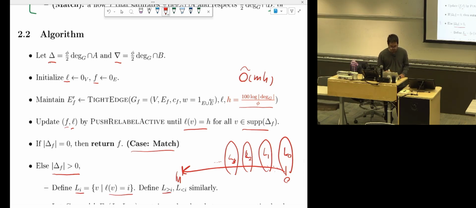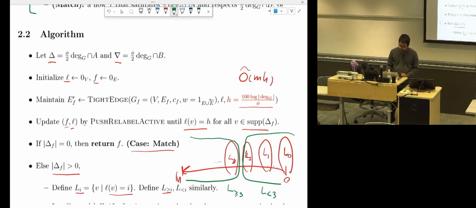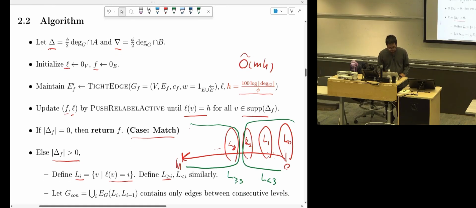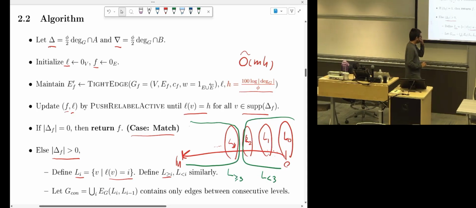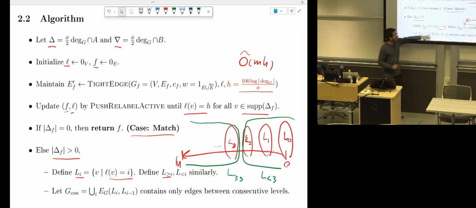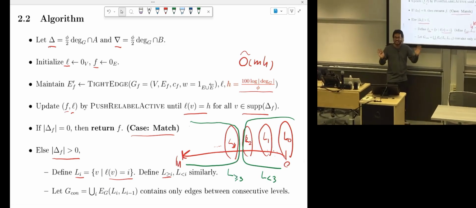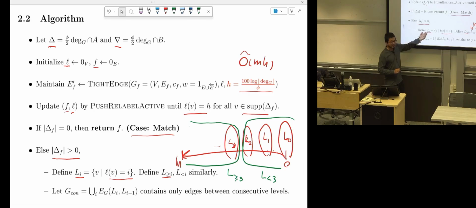And we can define this in a natural way, like L at least i. So L at least 3 is this thing. L less than 3 is this thing. And next, this is now an algorithm on how to find a sparse cut, right? So define this first. This is not just a definition.